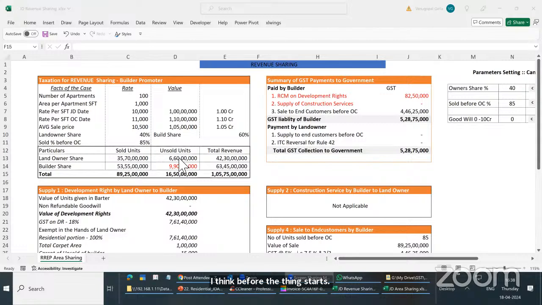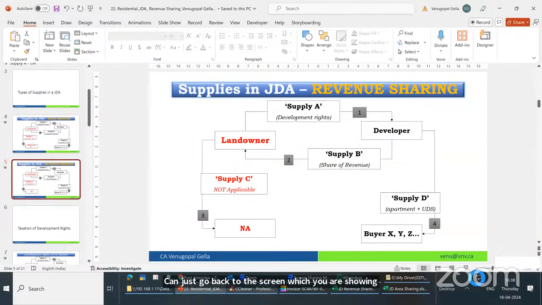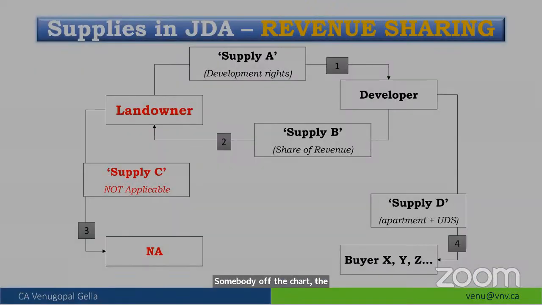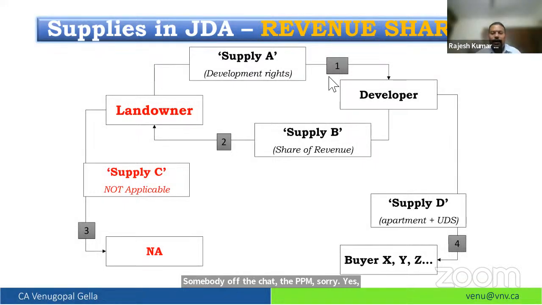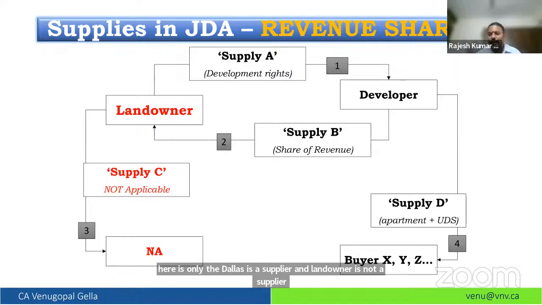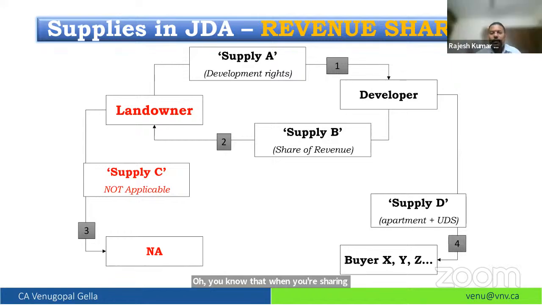I think before the thing starts, can you just go back to that screen which you were showing just now, that summary of the chart, the PDF? Yes. The assumption here is only the developer is a supplier and the landowner is not a supplier in a revenue sharing. But if the documentation is effected in the name of the landowner to the ultimate buyer, and the developer merely pitches in as a GPA holder of the landowner, will the scenario be the same?